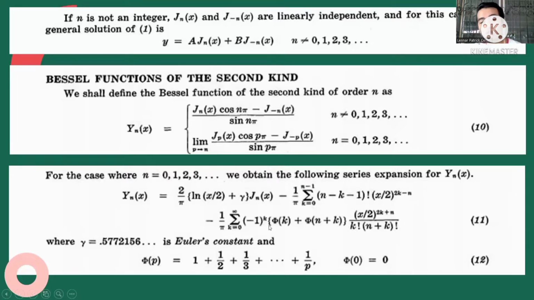And for continuation, i-minus siya sa 1 over pi summation from k equals 0 to infinity of (negative 1) raised to k, times p of k plus p of n plus k, x over 2 raised to 2k plus n, all over k factorial (n plus k) factorial, where ang lalabas doon ay gamma equals 0.5772156, yun yung tinatawag na Euler's constant. And yung p of n is equal siya sa 1 plus 1 half plus 1 third plus up to 1 over n, or yung p of 0 is equal to 0.